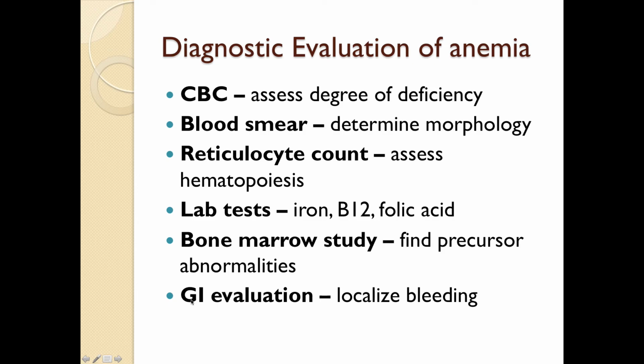And because hypochromic microcytic anemia is so common in adults, you want to possibly give a GI evaluation, a fecal occult blood test, possibly a colonoscopy to locate the site of the bleeding.